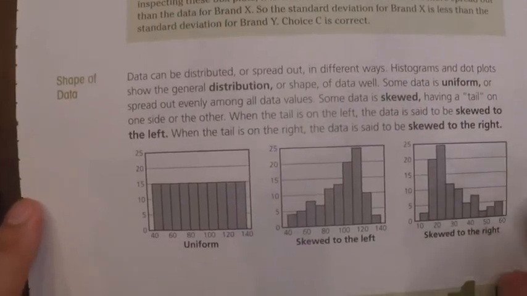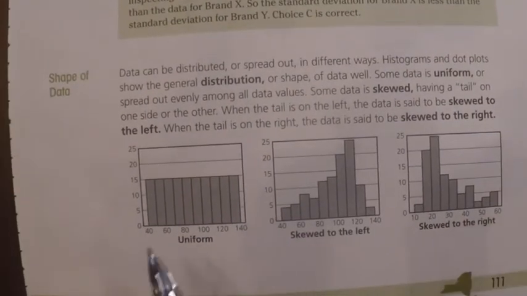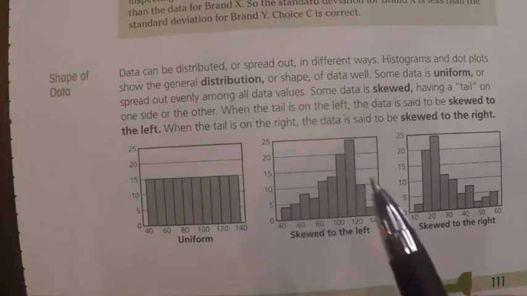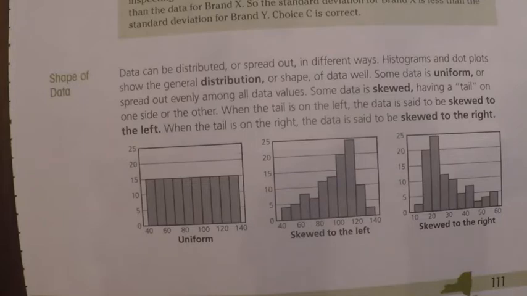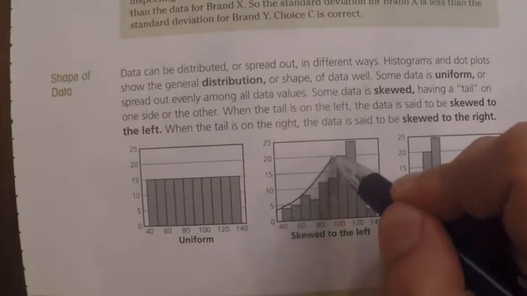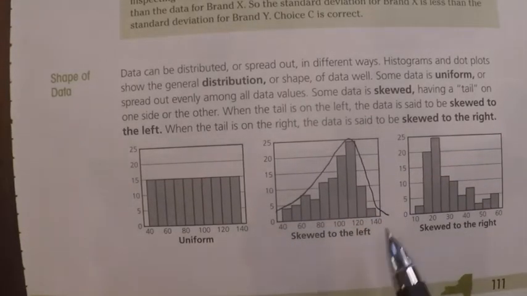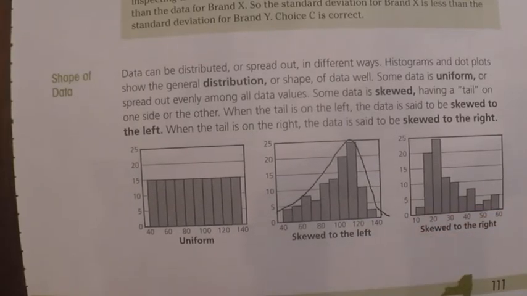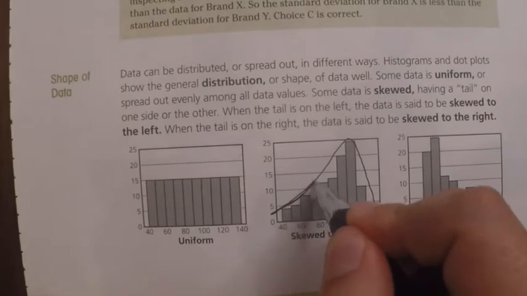Next, you're looking at the shape of data. So here we have different distributions. Uniform, as you can see, everything is even across the way there. Then we have skewed. Skewed is if there is more points of data on one end of the graph rather than the other. So here we have a higher amount of data on the right. So we say this is skewed to the left because it has a tail that levels off to the left.